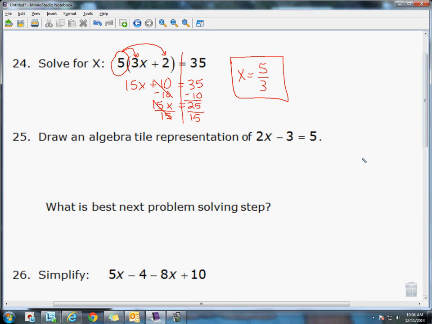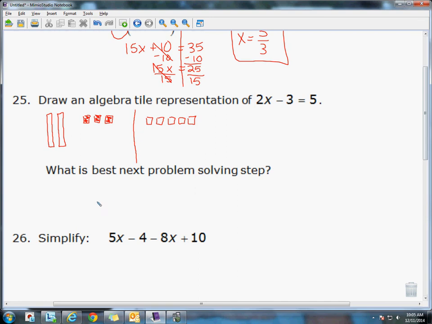25 says draw an algebra tile representation of 2x minus 3 is equal to 5. Okay, so you're going to have to really refresh your memory on this because this is back in like September. 2x, x's are your tall, skinny ones. We have 2 of them. Minus 3, 3 are your little bitty ones. And since it says minus, we're going to shade them in to show that it is a negative. Equal sign, we just draw a line. And then you have 5 positives. So 1, 2, 3, 4, and 5.